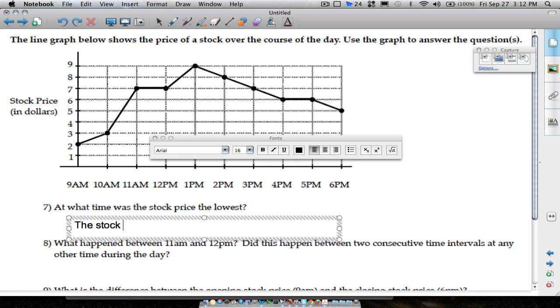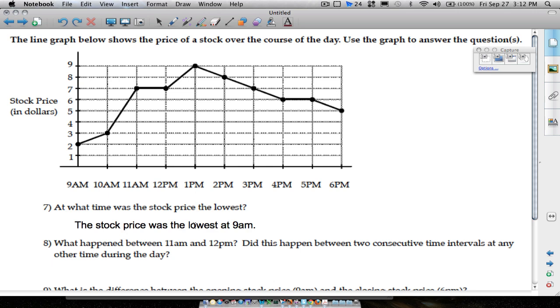The stock price was the lowest at 9 a.m. If you look on the graph, $2 is as low as it gets. Notice it rises, then drops some, but never drops below $2. We don't have to say $2 there, it just says at what time, so it was at 9 a.m.